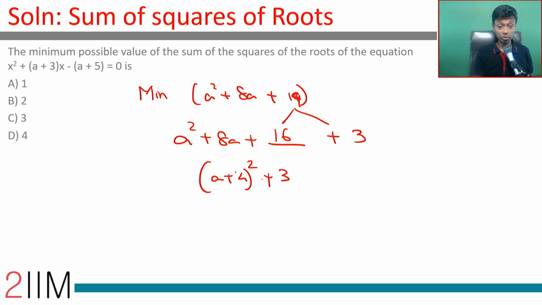The minimum value this can take is 3. That is when a is minus 4. Or the minimum possible value is 3.